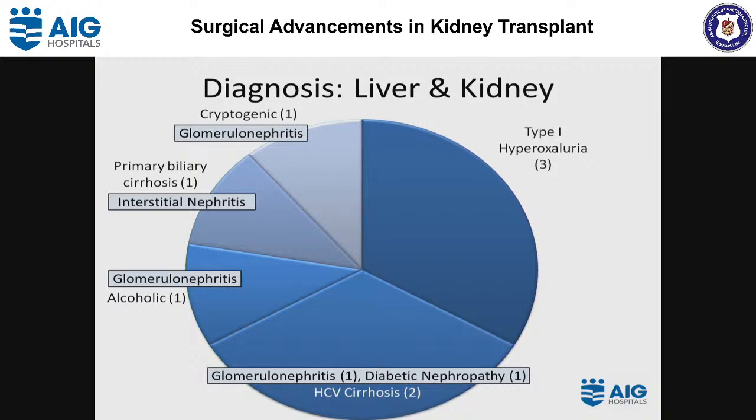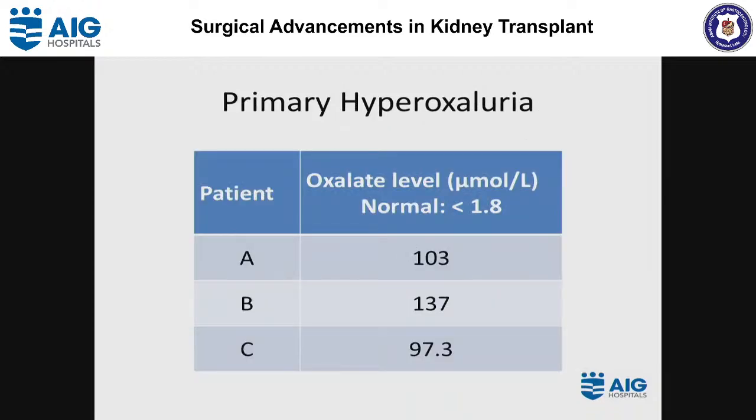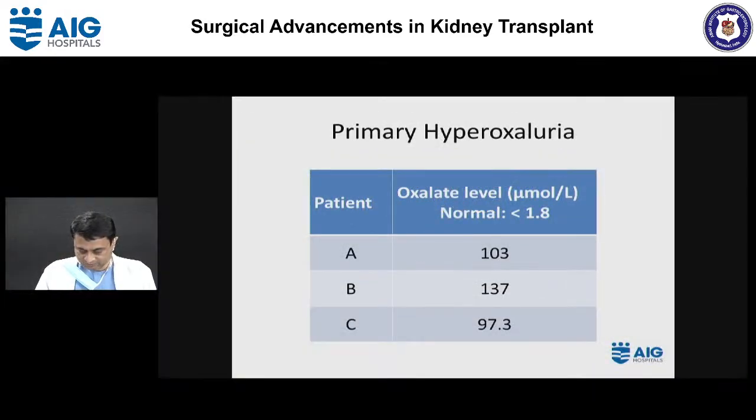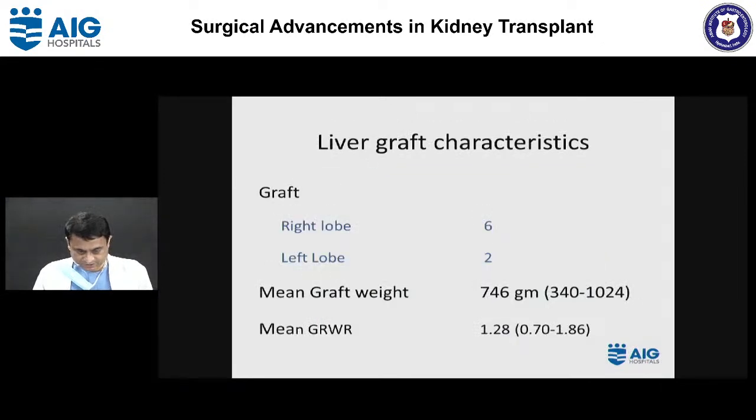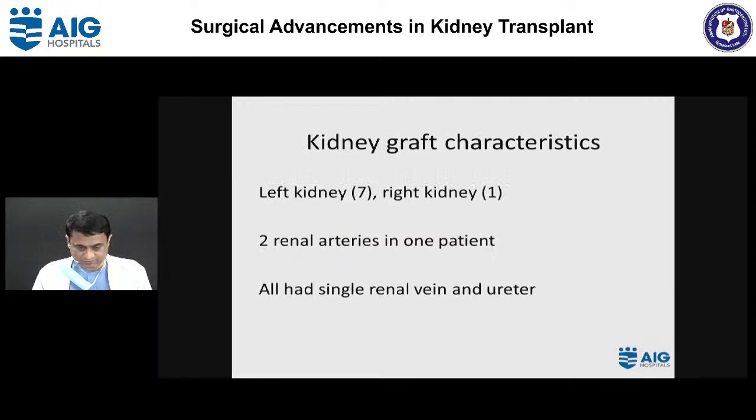It was pretty easy to convince the nephrologist in the patient with interstitial nephritis with primary biliary cirrhosis, the diabetic, and another patient with diabetic nephropathy. Convincing them in the other 3 patients was pretty difficult. These were the pre-op oxalate levels of patients with hyperoxaluria. We had subjected them to multiple dialysis sessions before taking them for transplant. We did left lobes in 2. The mean graft weight was about 740 grams and the graft-recipient weight ratio was about 1.28%.